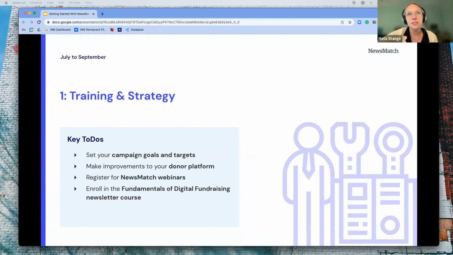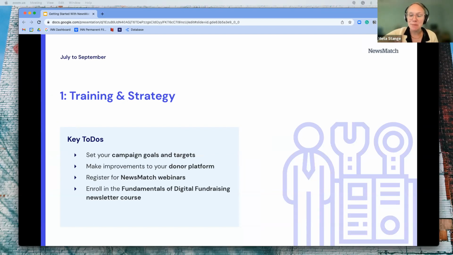Some key things for you to start thinking about include: what are those campaign goals and targets? What does your support breakdown look like regardless of the cap? So you know the cap is going to be X amount. How much are you looking to secure in local matches? What are you hoping to secure in one-time and recurring gifts?